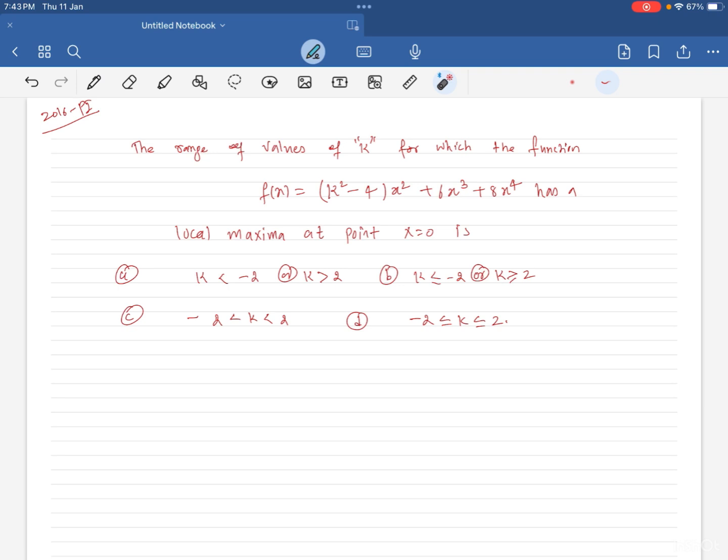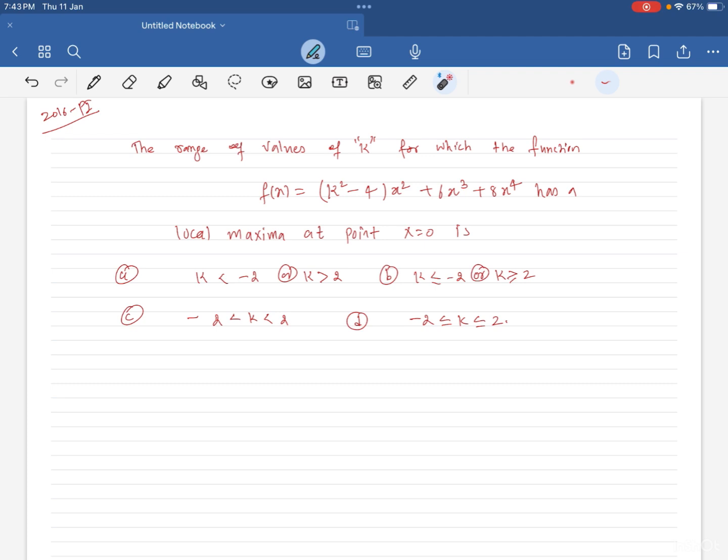Okay, so let's look at this question. The range of values of k for which the function k² − 4 times x² plus 6x³ plus 8x⁴ has a local maxima at the point x equal to 0. So this function has a local maxima at x equals 0. What you have to find is for what range of k, right?